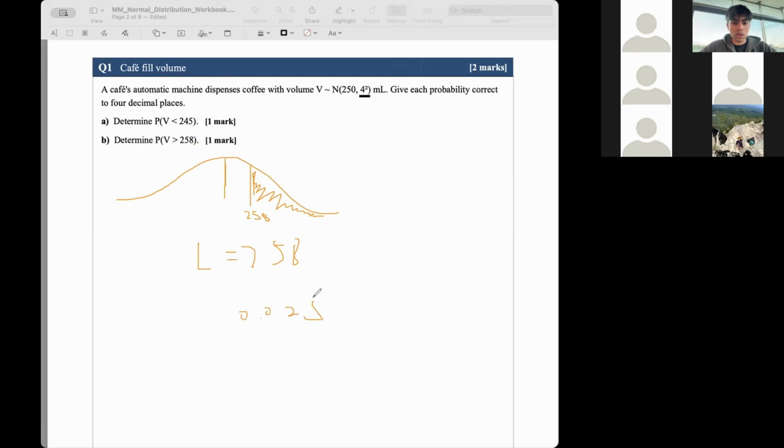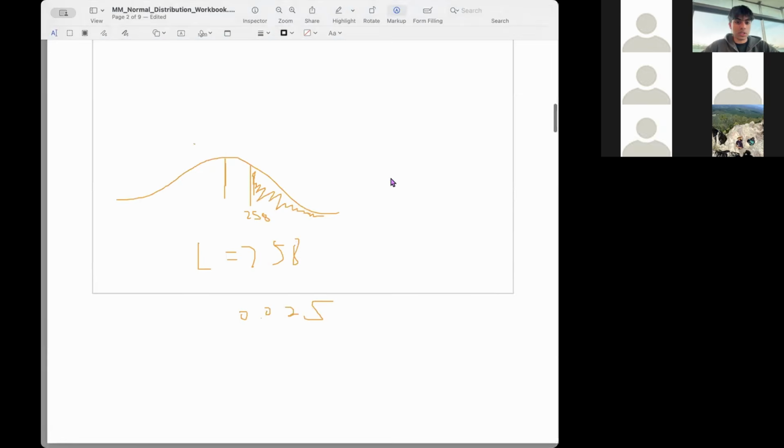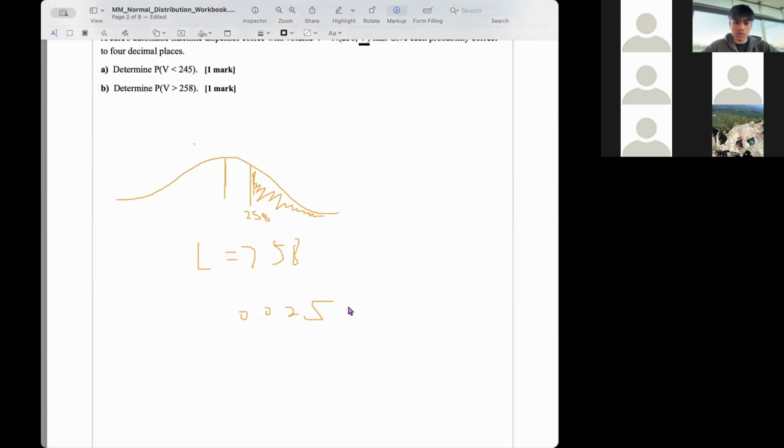0.025, based on our knowledge that within 2 standard deviations on left and right covers a 0.95 confidence interval. We know based on this rule that if it's 2 standard deviations away, that will cover approximately 95%. So based on that, we should expect an answer around 0.025. And that is verified by the calculator's result of 0.023.